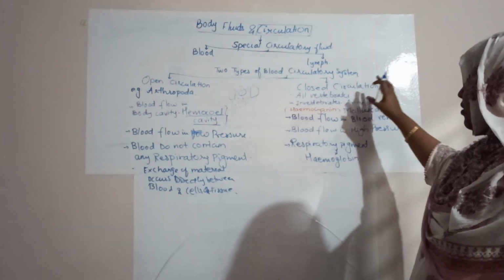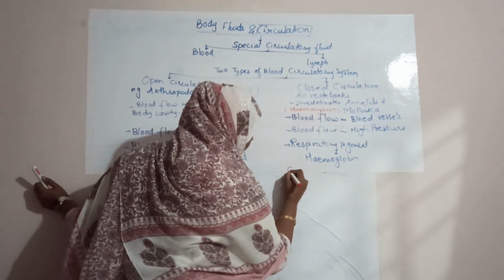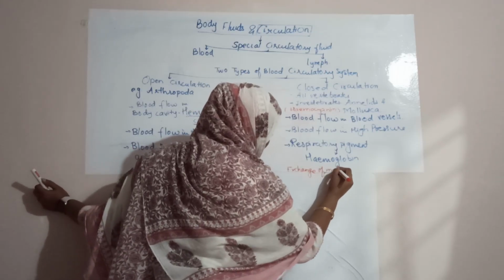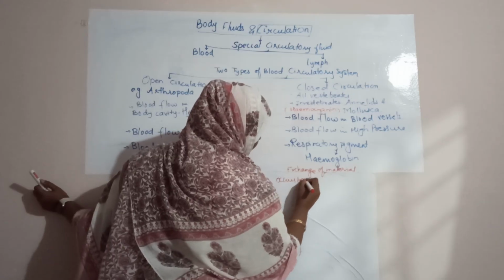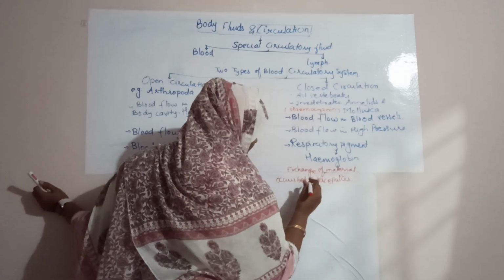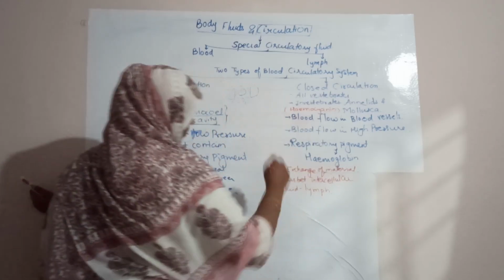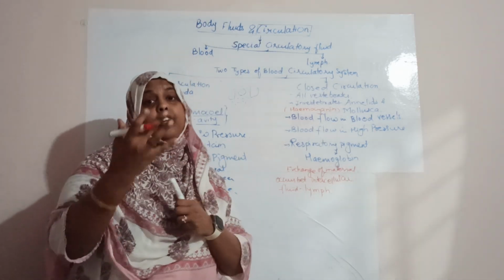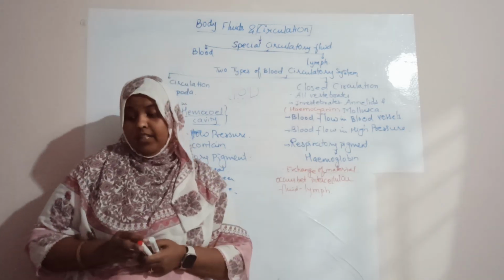But in the case of closed circulation, what happens here? The exchange of material occurs between the intercellular fluid, and this intercellular fluid is known as lymph. Lymph is present, and it helps in the exchange of material between the blood and the cells.